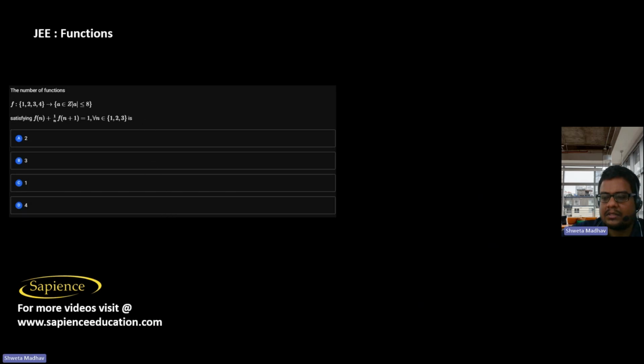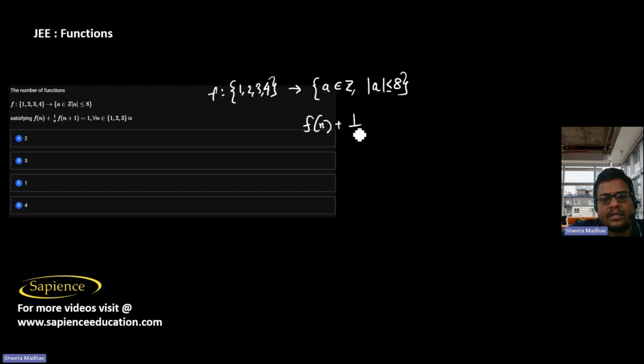Then here it is told the number of functions f which maps from {1, 2, 3, 4} to a, which belongs to Z, where mod a is less than or equal to 8, satisfying n f of n plus f of n plus 1 equal to n. That will be n into f of n plus f of n plus 1, that will be equal to n.